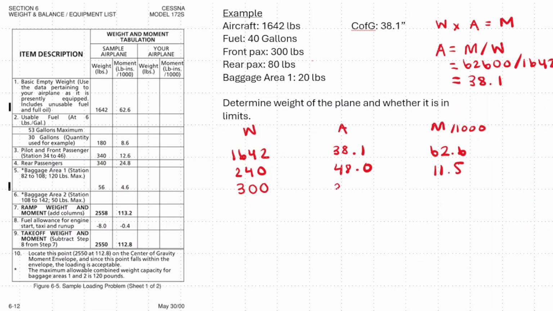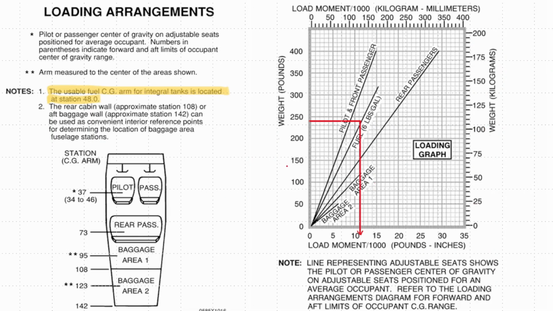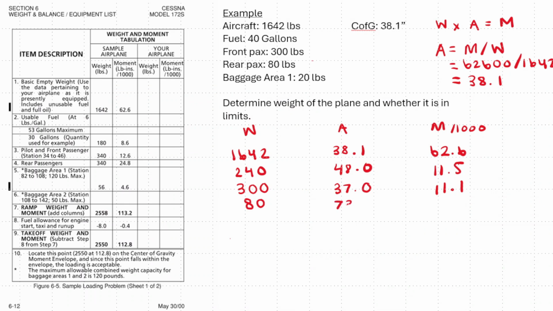So our arm is going to be 37. And when you multiply the weight by the arm, you're going to get 11,000. It's like 11,100, somewhere around there. But again, we're just going to divide by 1,000, so 11.1. Now we just need to go for the rear passengers, right? So we have 80 pounds. And then we're going to go back. We see that for the rear passengers, the arm is 73. So let's write that down here. And then 80 times 73 divided by 1,000, right? You're going to get 5.8.